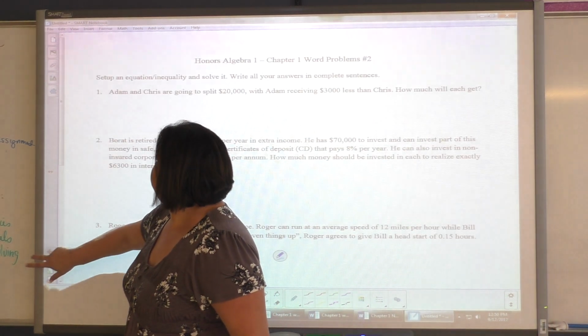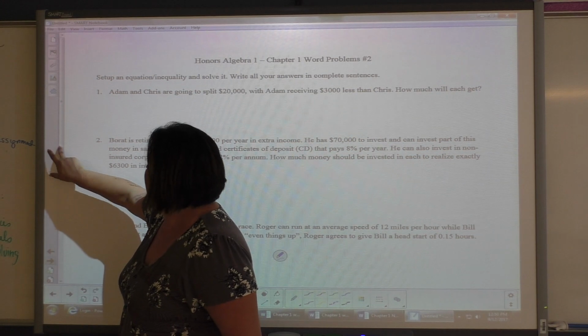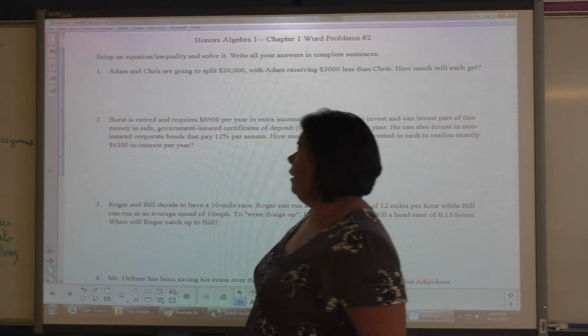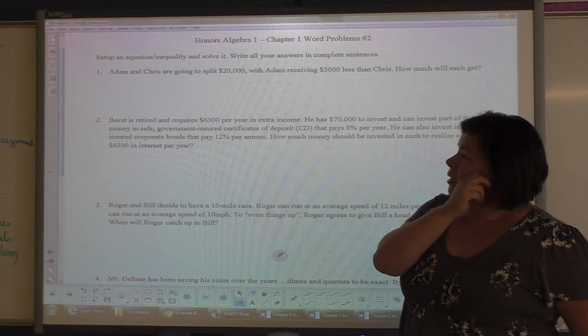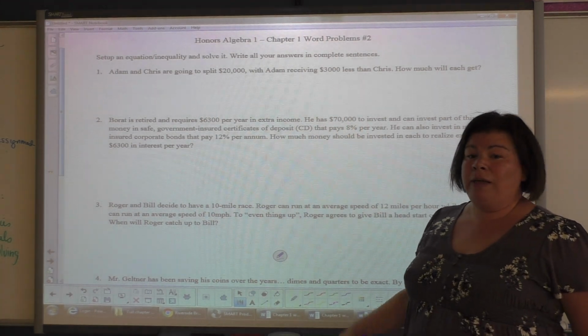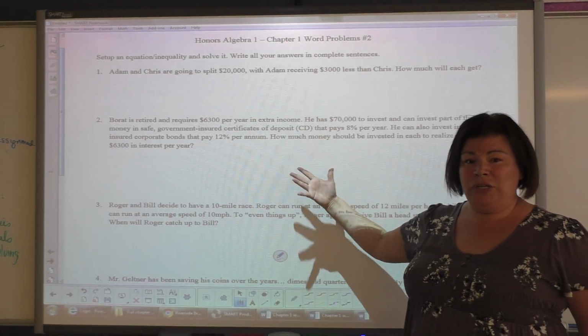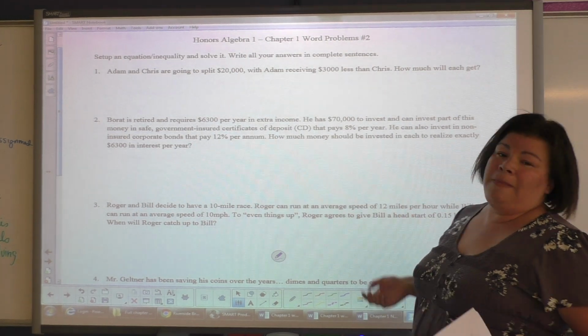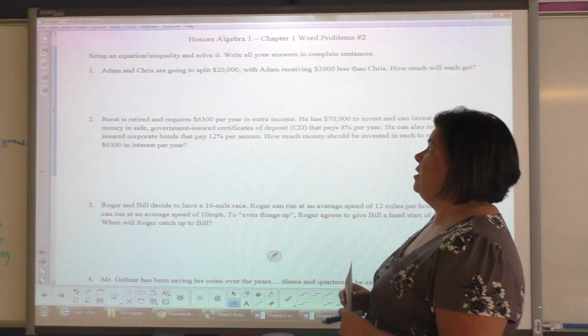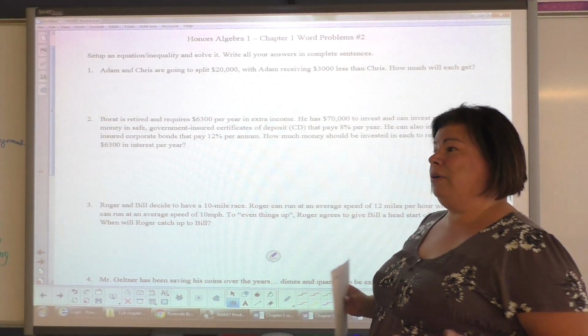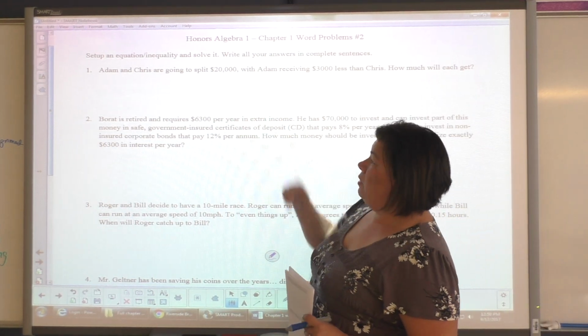Back to the front, if we go ahead and start with problem number 1, I'm going to help you set up an equation or an inequality. Some of these are going to be an equation and some of them are going to be an inequality, and then you're going to have to go ahead and solve and write your answers in complete sentences. So look at number 1.